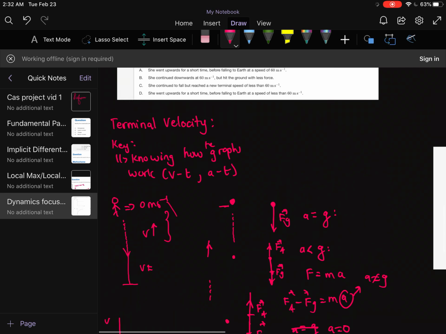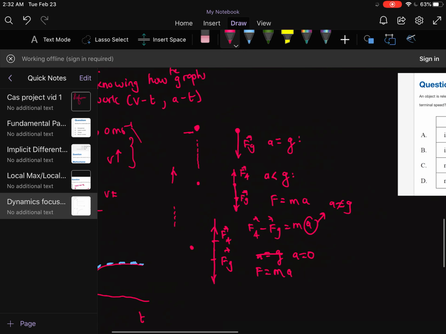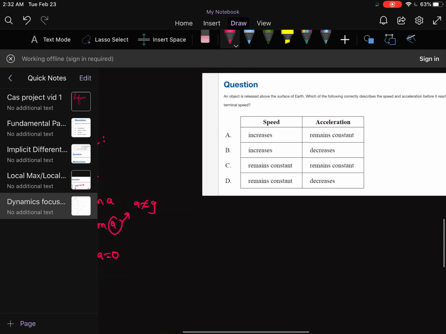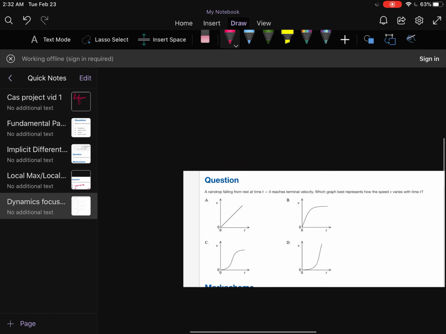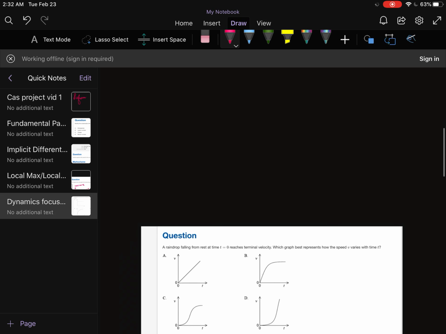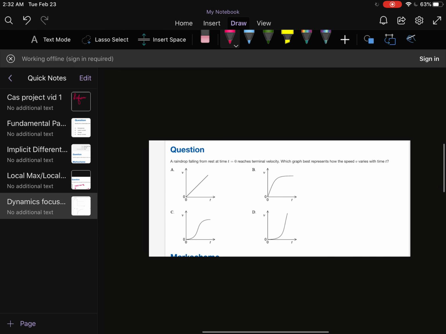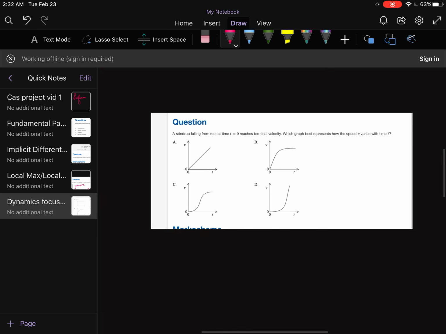Hopefully that made sense. And now we're going to apply some problems in physics paper 1 problems. Keep in mind, you can't have a calculator. So yeah, good luck. The first question is asking that a raindrop falling from rest at time t equal to 0 reaches terminal velocity. Which graph best represents how the speed v varies with time t? So I'll quickly draw a schematic. You have a raindrop. Apologies.